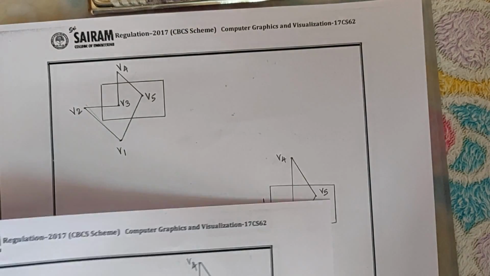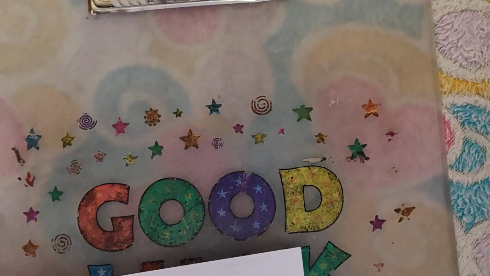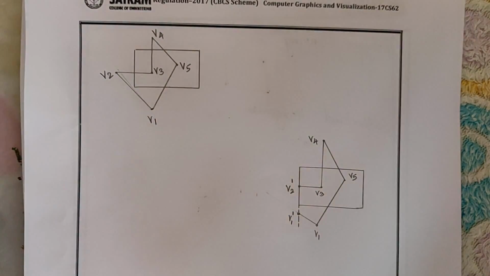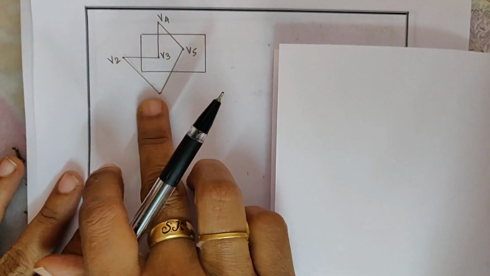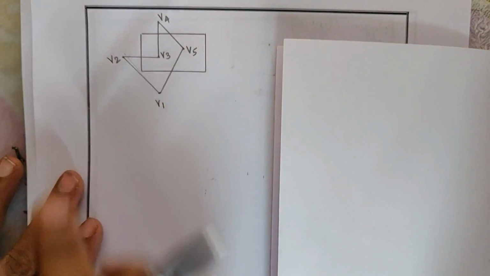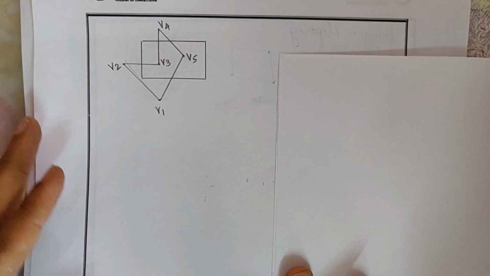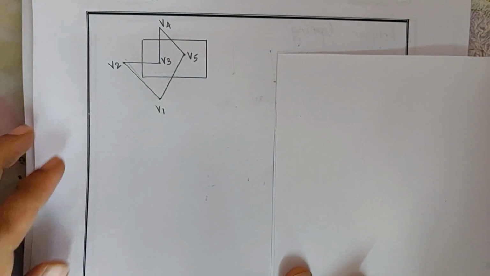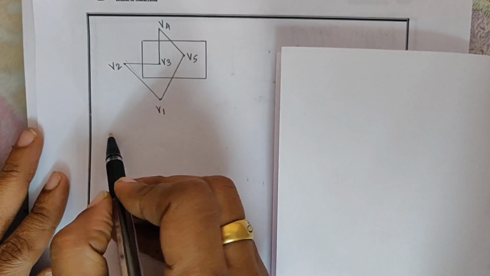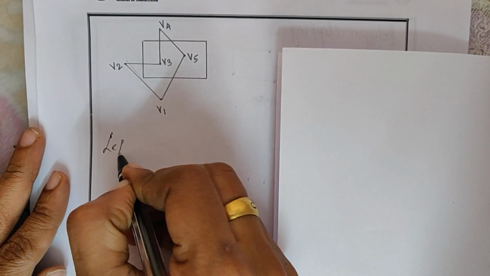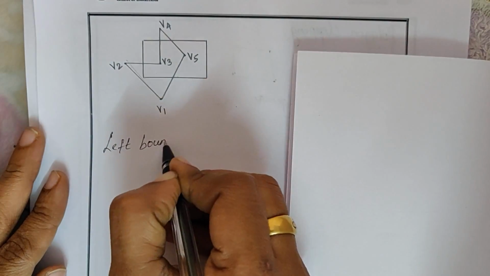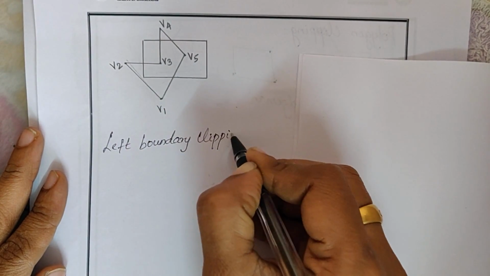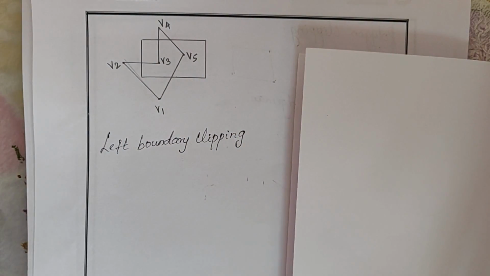So I have a polygon. This polygon I have to clip. As you know, this polygon should pass through 4 clippers, right? So first I'll take my left clipper. Left clipper is nothing but my left boundary clipping.